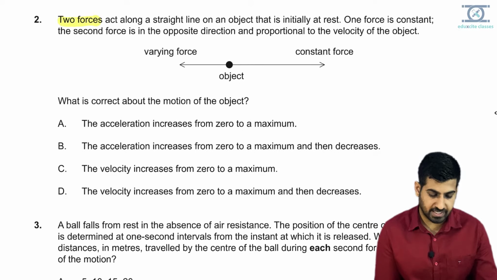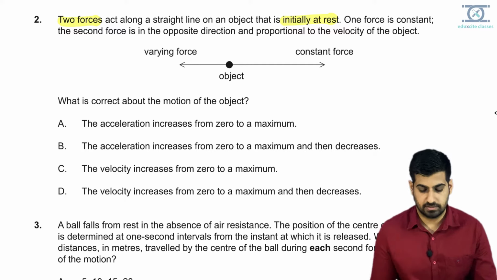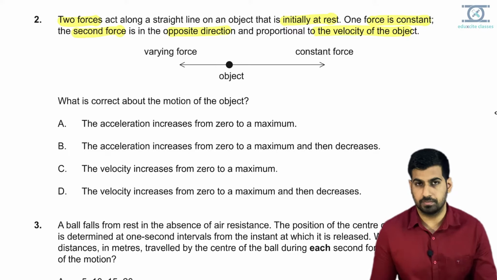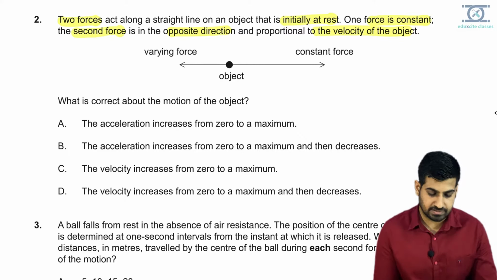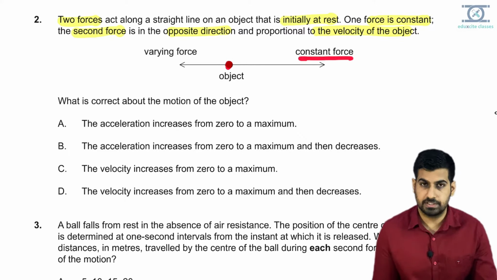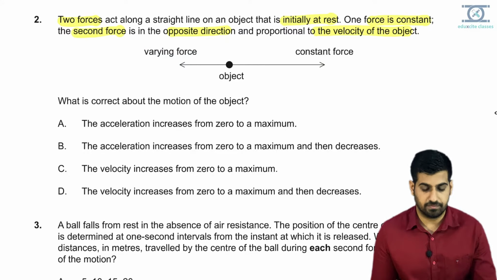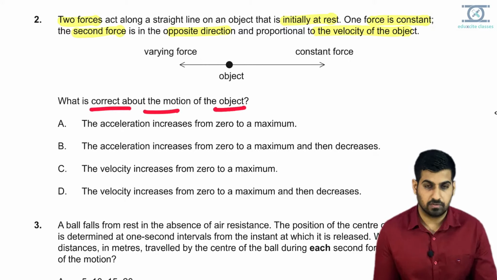Two forces act along a straight line on an object that is initially at rest. One force is constant and the second force is in the opposite direction proportional to the velocity of the object. So in this case we can see, this is the object and this is a constant force on the right hand side, and a varying force is acted on the left hand side which depends upon the velocity of the object. Okay, so what is correct about the motion of this object?